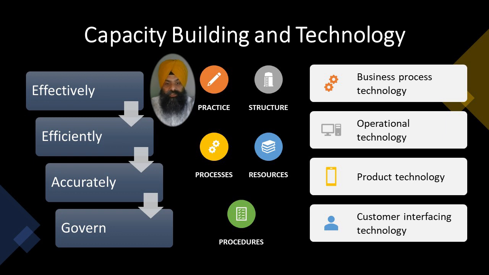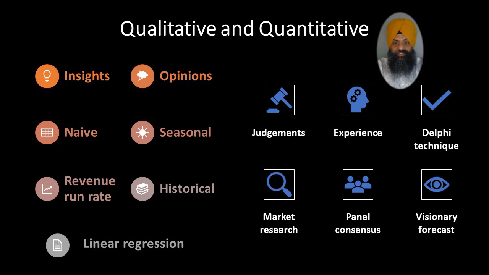Product technology is embedded with the organizational deliverables. It has all the information, interactions, and alternatives to maximize production and minimize the use of resources to increase future growth. Customer interfacing technology is used to interact with the end users of the organization's deliverables. Qualitative forecasting is subjective insight and opinions, whereas quantitative forecasting focuses more on historical data and statistical calculations to predict future growth in the organization.